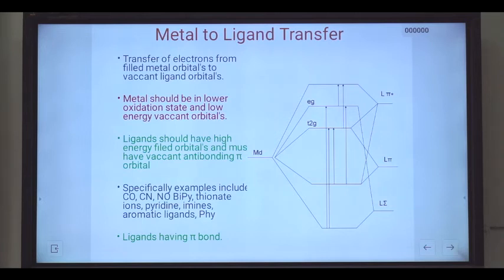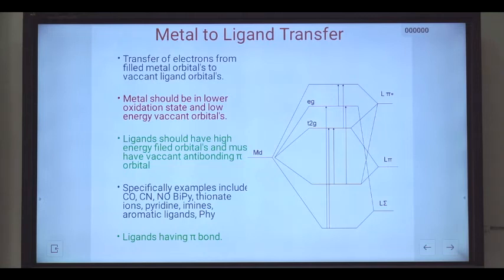So the metal should be in the lower oxidation state for the transition to occur. Next point is the ligand should have higher energy filled orbitals. So if the metal ions are at the lower level and the ligands are at the higher level, then only the transfer of electrons takes place from the metals to the ligands. The main point we should emphasize is specifically the ligands which are involved during the transition. Like in the case of LMCT, the ligands involved are the pi donors.